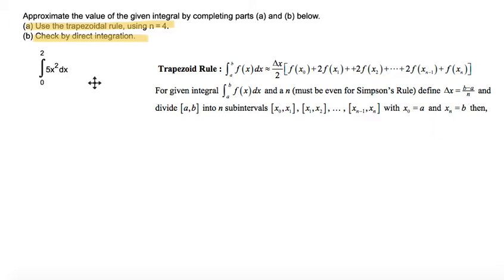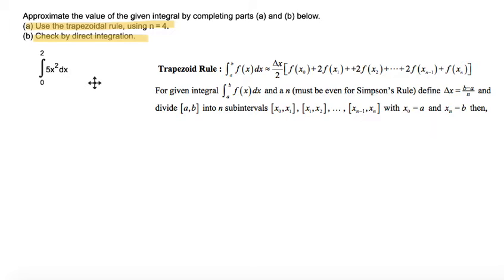So now we have a trapezoidal rule problem where we're trying to approximate the value of a given integral by using the trapezoidal rule with n equal to 4. So we're going to use this formula: the integral from a to b of f of x dx is equal to delta x over 2 times f of x0 plus 2f of x1 plus 2f of x2, and going all the way to finish this out.